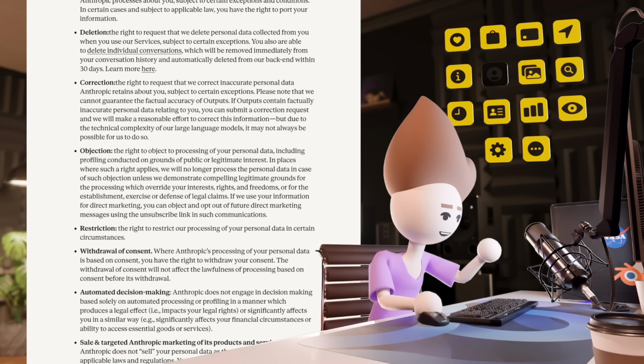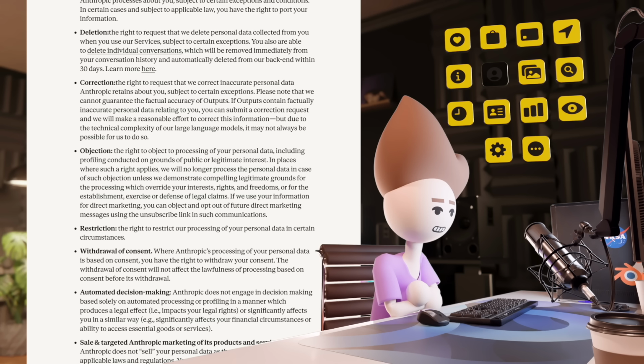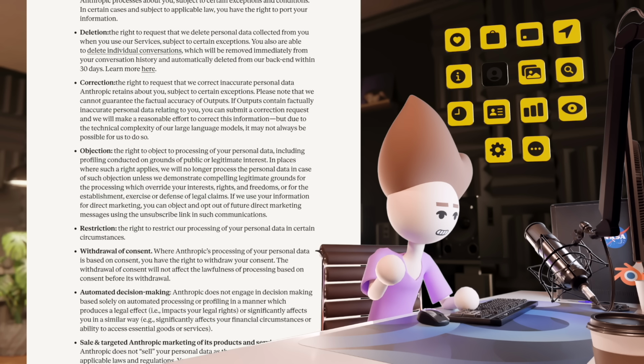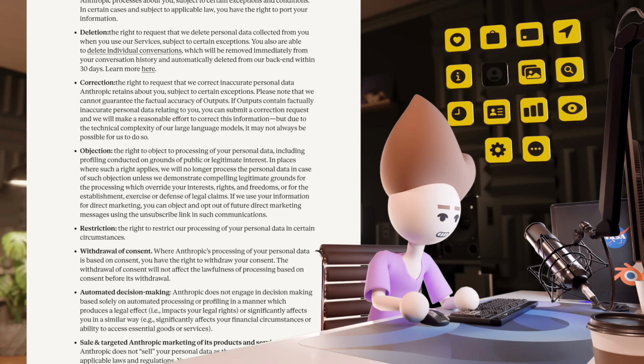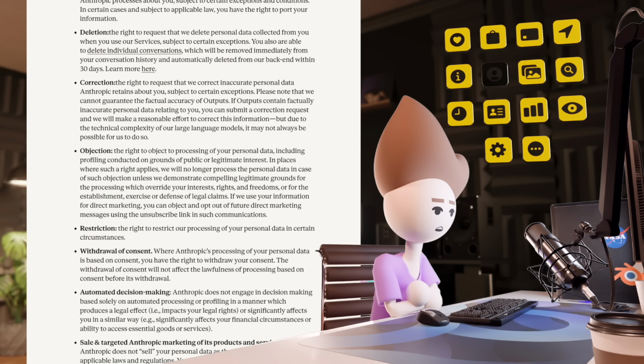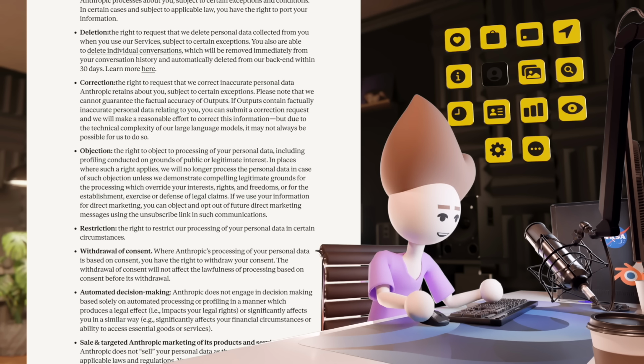Objection. The right to object to processing of your personal data, including profiling conducted on grounds of public or legitimate interest. In places where such a right applies, we will no longer process the personal data in case of such objection unless we demonstrate compelling legitimate grounds for the processing which override your interest, rights, and freedoms, or for the establishment, exercise, or defense of legal claims. If we use your information for direct marketing, you can object and opt out of future marketing messages using the unsubscribe link in each communication.